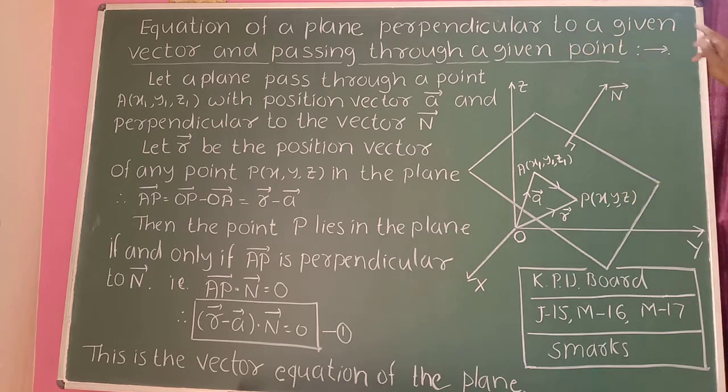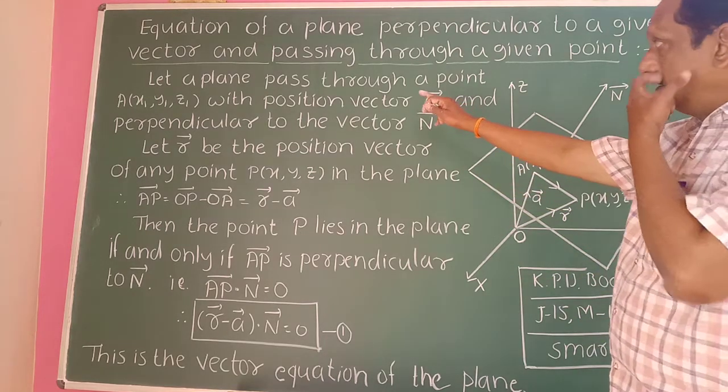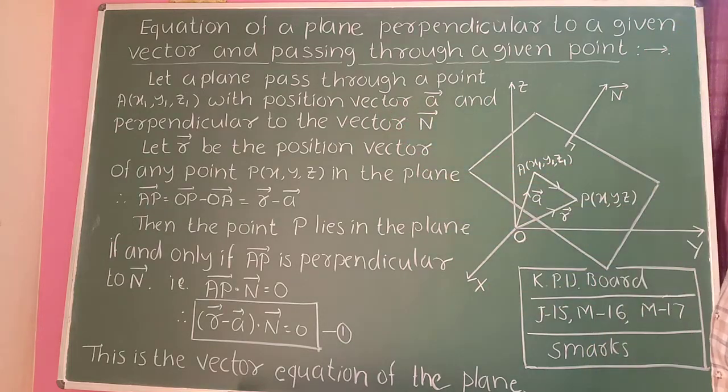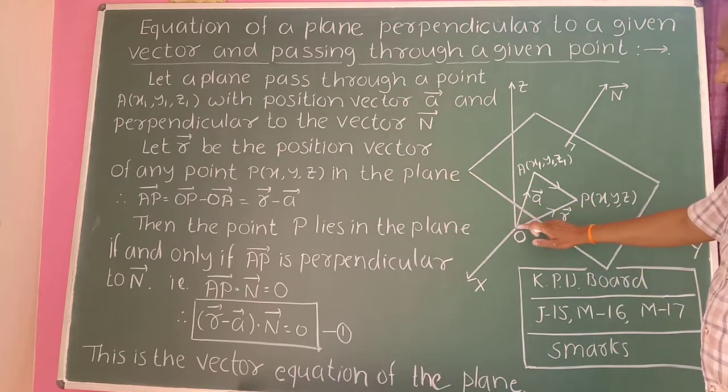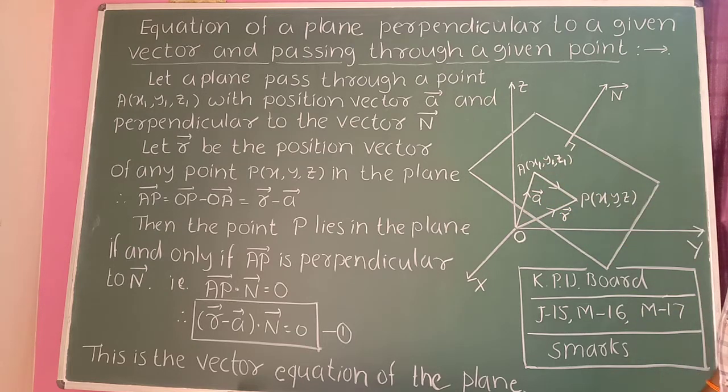Equation of a plane perpendicular to a given vector. Given vector n bar perpendicular to this plane and passing through the point (x1, y1, z1). So let a plane pass through the point A (x1, y1, z1) with position vector a bar, and be perpendicular to the vector n bar. n bar is a vector perpendicular to this plane. Here we want the equation of this plane.